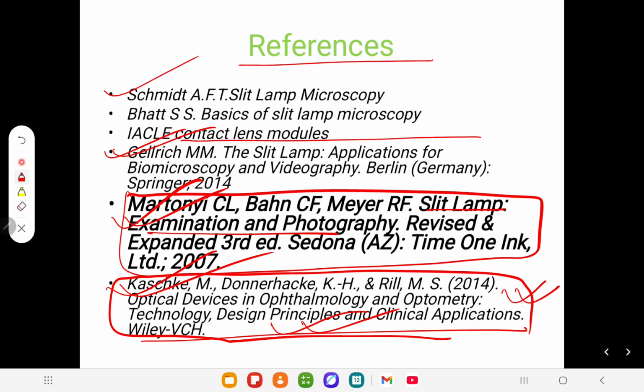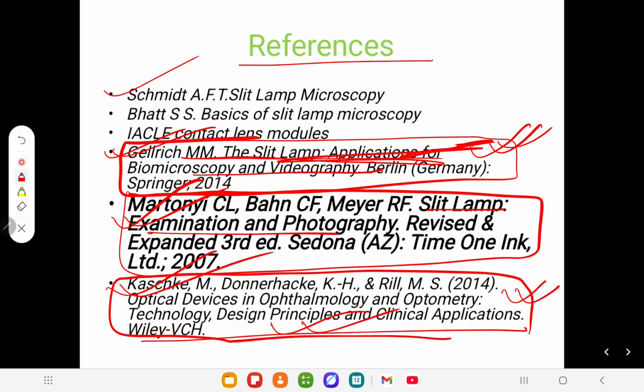Other information like clinical tips is very good in this book, particularly the slit lamp applications for microscopy. This book is very good for the tips of the slit lamp, and this book is very good for the concept of illumination, the concept of everything. If you want concepts, this is a great book.